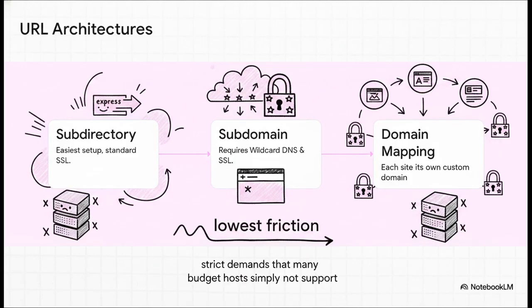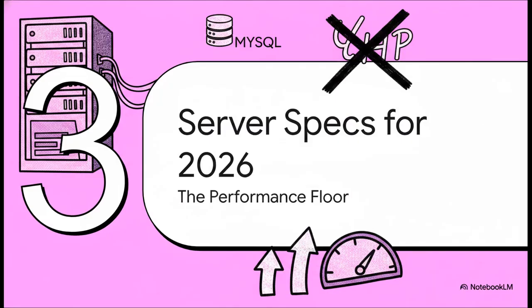Second is subdomain mode. Now, this one requires Wildcard DNS and Wildcard SSL, which means your host has to be able to catch and secure any random subdomain you throw at it. Third is domain mapping, where each site gets its own custom domain. That demands separate DNS and SSL per site. While subdirectory is super easy, subdomain and mapped modes introduce really strict demands that a lot of budget hosts simply won't or can't support.